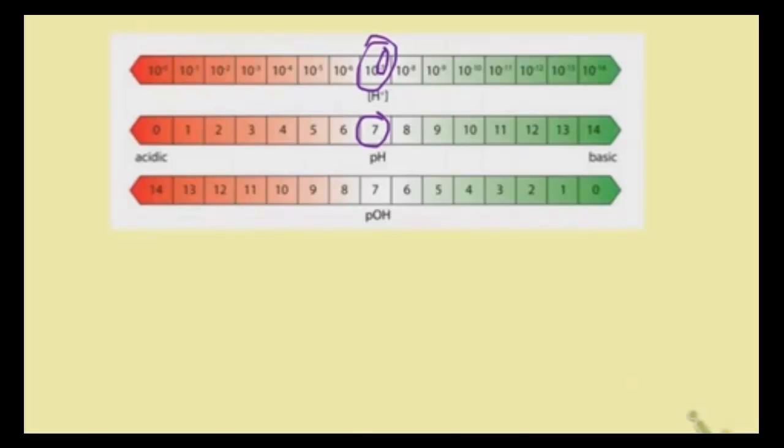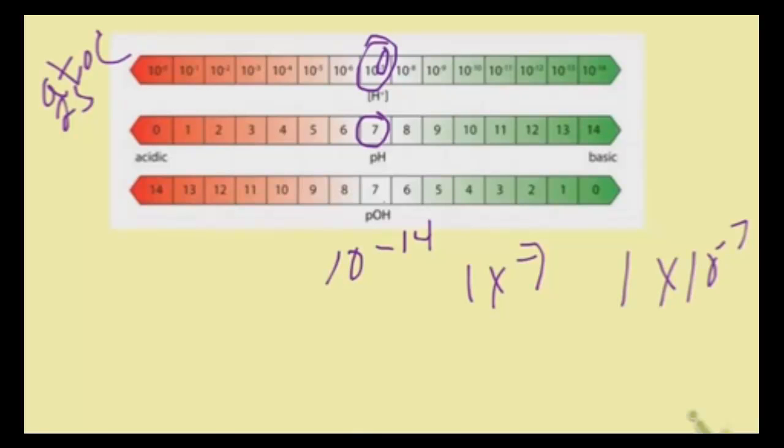And if it's 7 for the pH, it's also 7 for the pOH, because together they're going to equal 10 to the minus 14. That's 1 times 10 to the minus 7 and 1 times 10 to the minus 7, and I can add those up and get 7. So the pH scale is just a simpler way of expressing concentration. Okay, and of course this only is the pH and pOH. This relationship only exists at 25 degrees C.